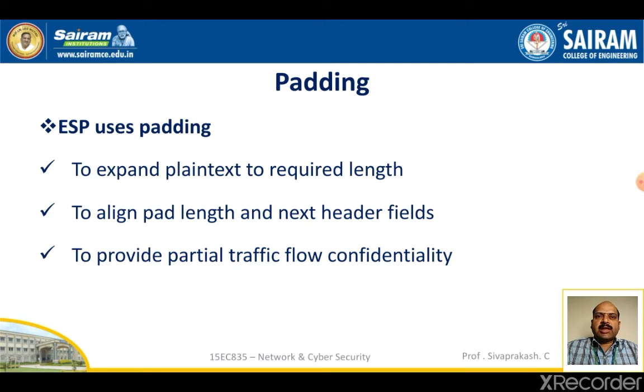If an encryption algorithm requires the plain text to be a multiple of some number of bytes, for example, a multiple of a single block for a block cipher, the padding field is used to expand the plain text, consisting of the payload data, padding, pad length, and next header fields, to the required length. The ESP format requires that the pad length and next header fields be right aligned within a 32-bit word. Eventually, the ciphertext must be an integer multiple of 32 bits. The padding field is used to assure this alignment.